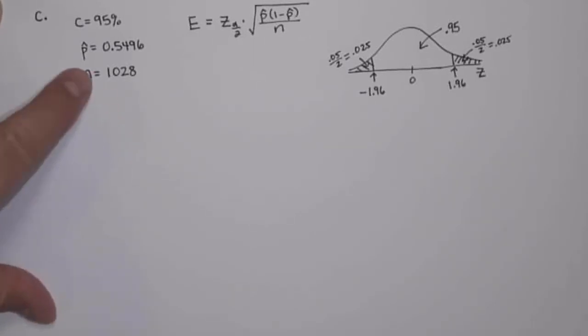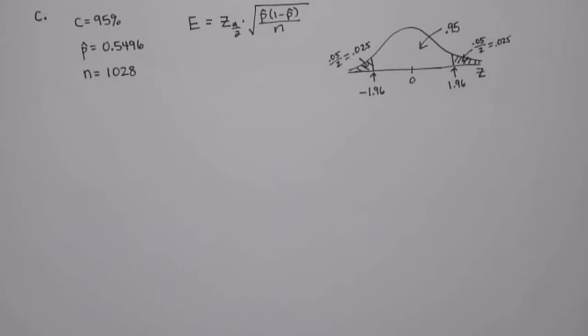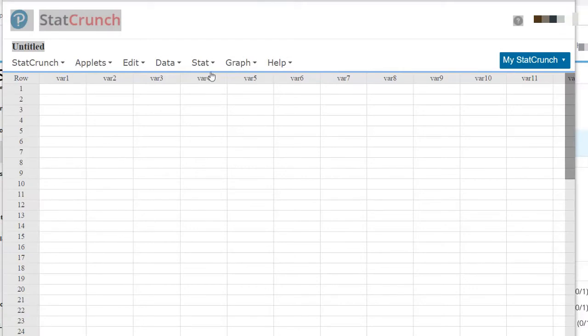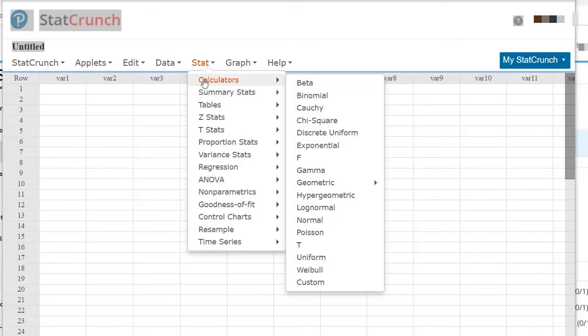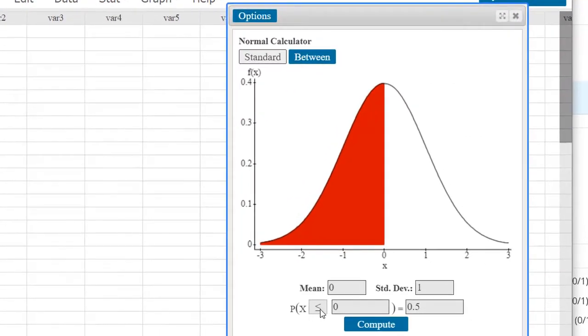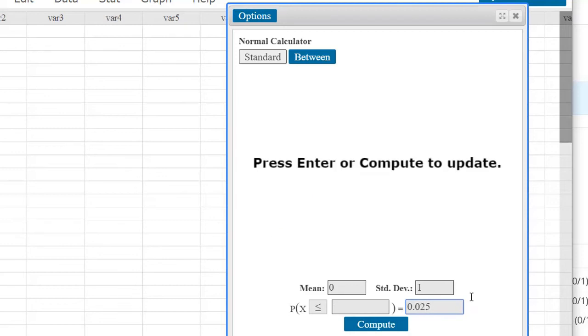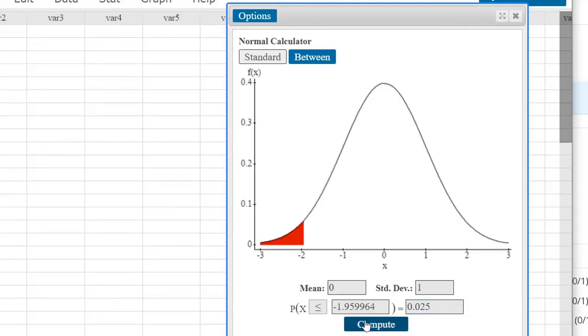We could also use the normal calculator in StatCrunch. So let me review that with you really quickly. In StatCrunch, if we go to Stat and Calculators, and then we go to Normal, then if I'm using the left tail, let's say, so I'm going to use less than, and I want that area to be 0.025 in the left tail, so I enter 0.025 in this outer box and say compute, and that gives me the z-score, negative 1.96 if I round here. So this value here is negative 1.96.